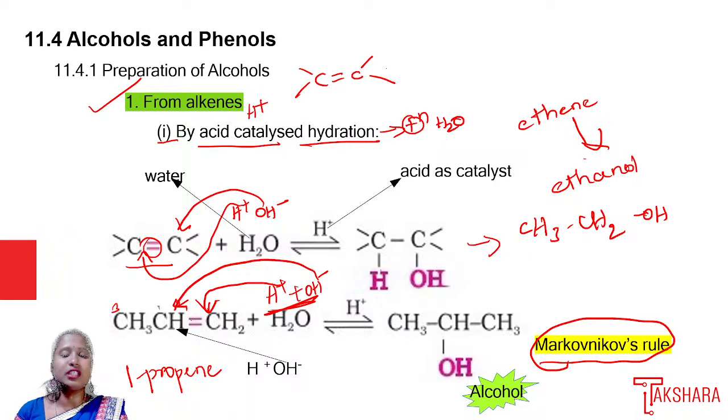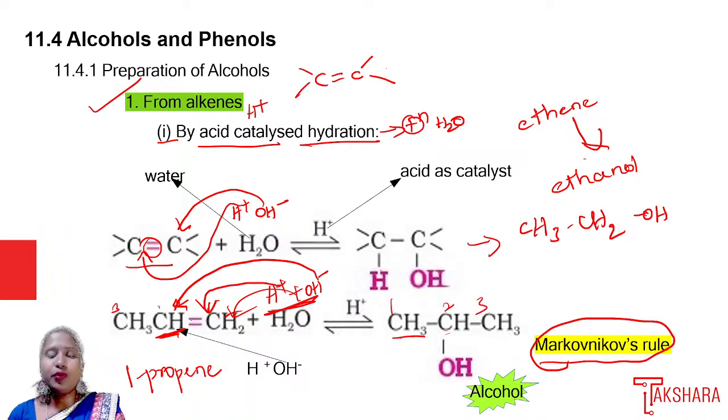We will get the product CH3 CH OH and this is CH3. Okay, so we will get what? So CH3 CHOH CH3. So for the second carbon atom, first, second, third, for the second carbon atom OH is attached, so that we can call it 2-propanol.